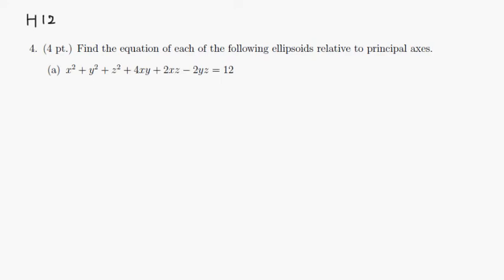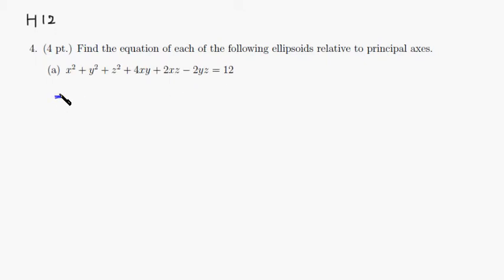Okay, let's look at homework 12, number 4, part A. So we have the equation of the ellipsoid, and we want to rewrite it relative to the principal axes, so nice and straight. Right, so let's do that. We want to look at the matrix. So this can be rewritten as a matrix equation.